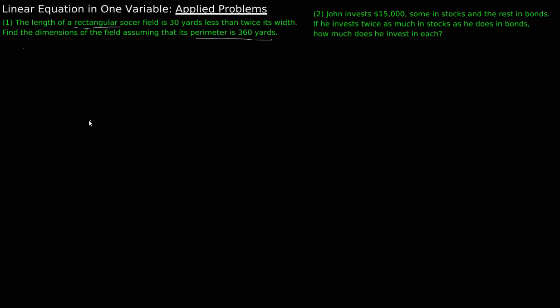So now let us try to draw a soccer field. It says rectangular soccer field. Let's say approximately this is my rectangular soccer field. Now what is it saying? The length of this soccer field is 30 yards less than twice its width. Alright, so let's apply some variable. Let's say the width of this soccer field is x.